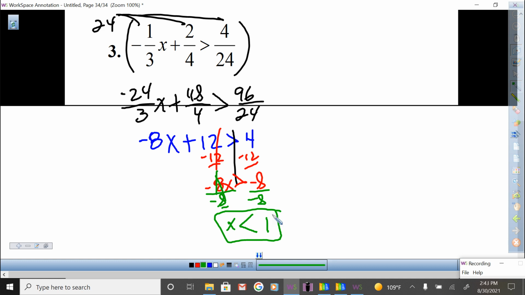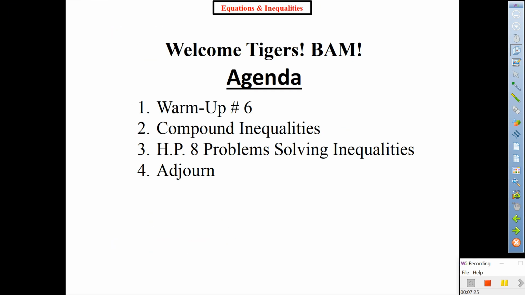Show me with your fingers how you are doing with the warm-up so far. It's a review from what we did last week, okay? Copy the agenda, please. Here we go. Agenda for today, warm-up number 6. Today we're looking at compound inequalities, and your homework for tonight is only 8 problems for solving inequalities.